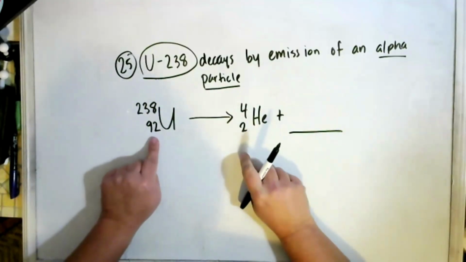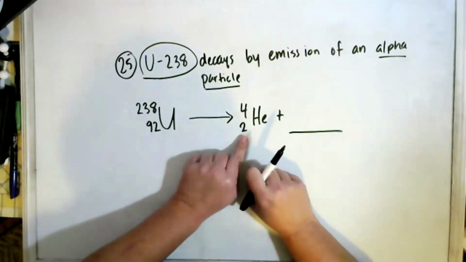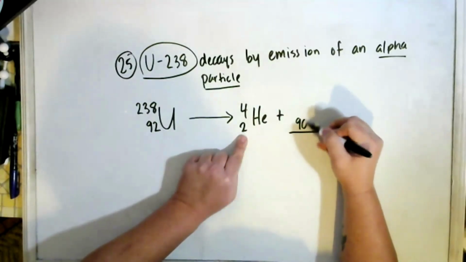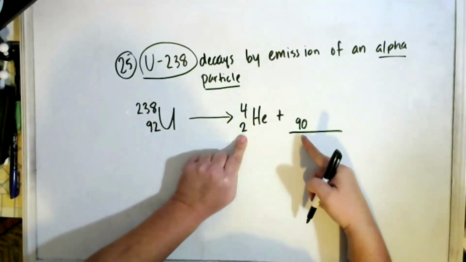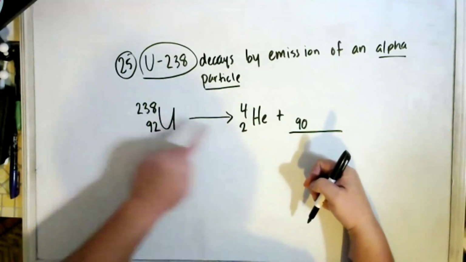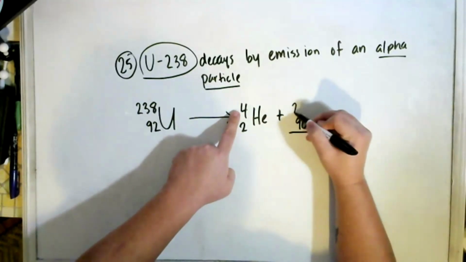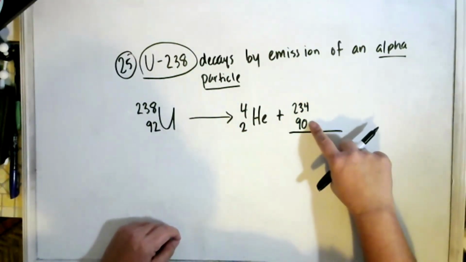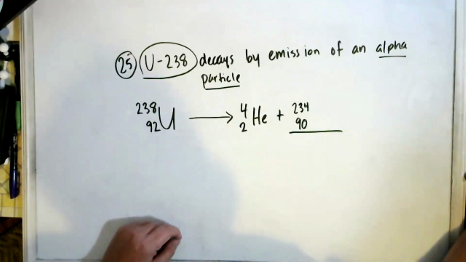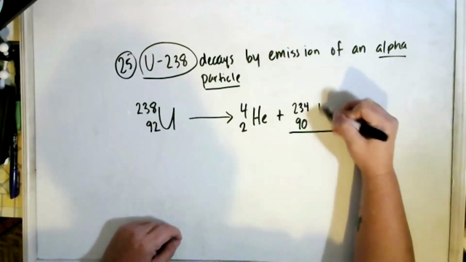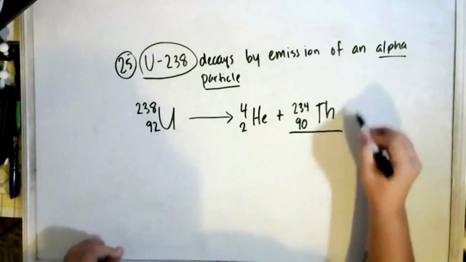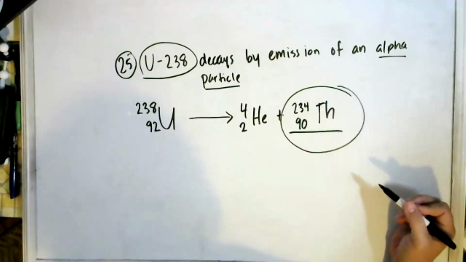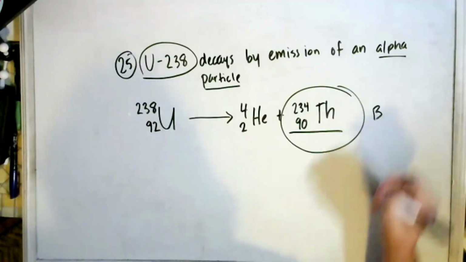We know that we have a 92 on the bottom, and over here we have a 2. So our missing atomic number must be 90. We have 238 up here, and we have 4 over here. So 234 must be our missing mass number. And then we'll find number 90 on the periodic table. Number 90 is thorium. And that's going to be our missing symbol, our missing product. So that is going to be answer choice B.